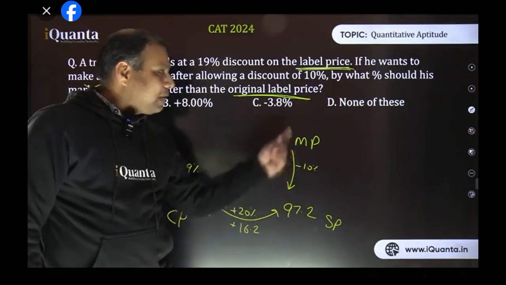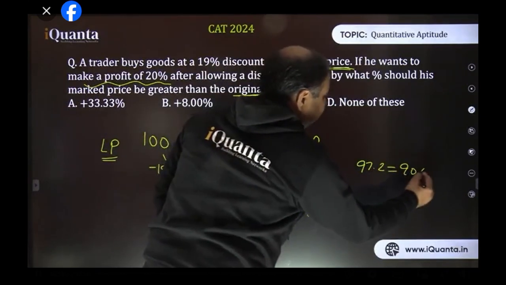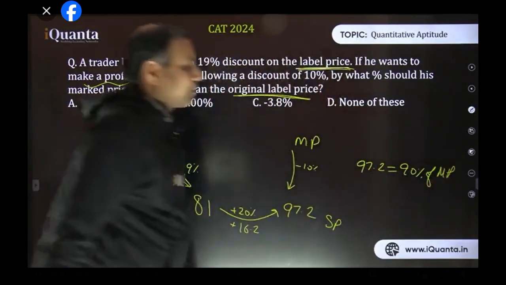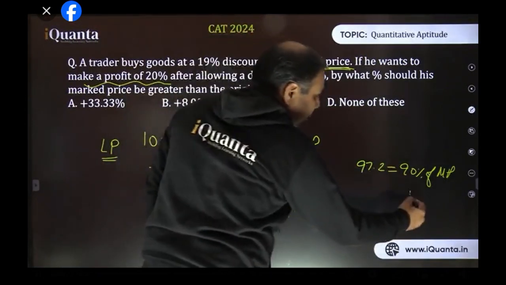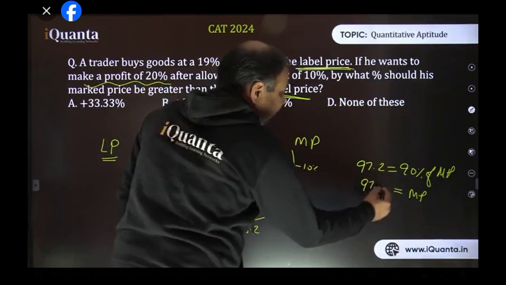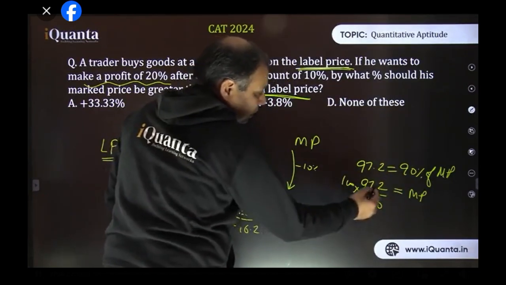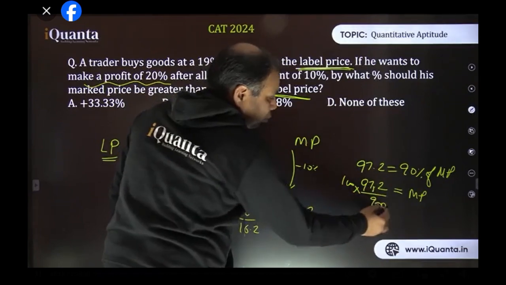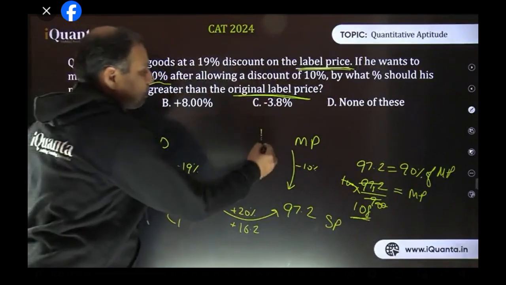So this is basically 90% of mark price, right? So I can say this 97.2 is basically 90% of mark price. Fine. So from here you can easily calculate the value of mark price. 90% is 0.9. So mark price comes out to be 97.2 divided by 90 by 100. If I remove this decimal, there will be one more zero. 2 zeros are cancelled. If you divide by 9, that comes out to be 108. So 108 is your mark price.